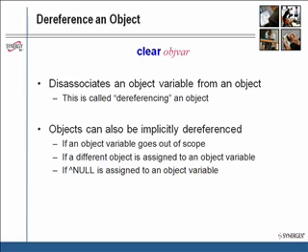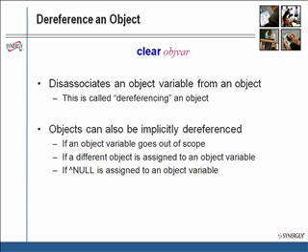Finally, when you're done using an object, you should dereference it. This is usually achieved using the clear statement, clearing the object variable. Dereferencing an object is not the same as deleting an object. We'll explore this in more detail in a few moments. Bear in mind that in some cases, implicit dereferencing of an object might take place.